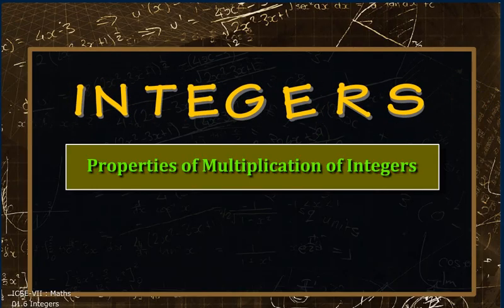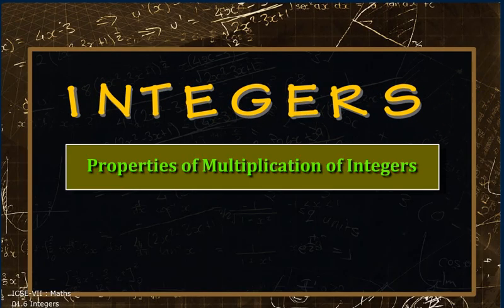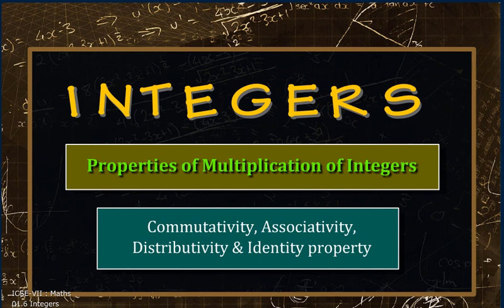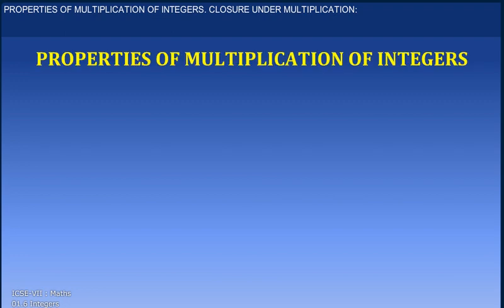Integers. Properties of multiplication of integers: commutativity, associativity, distributivity, and identity property.